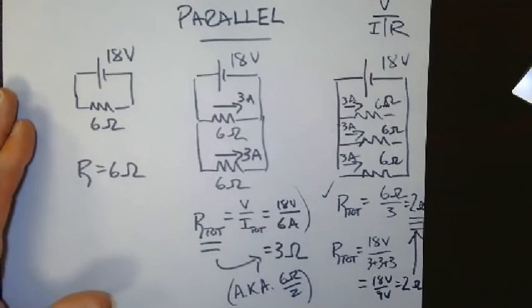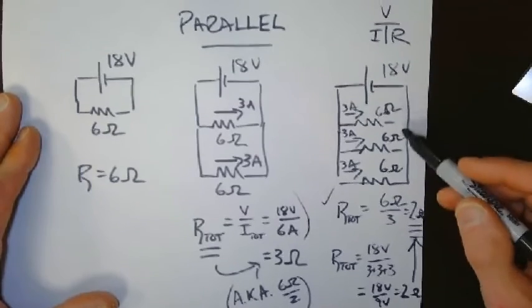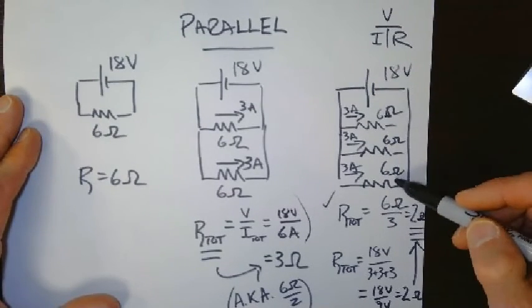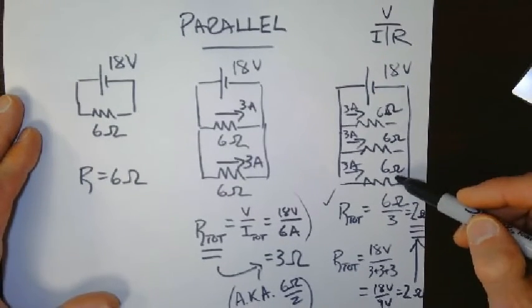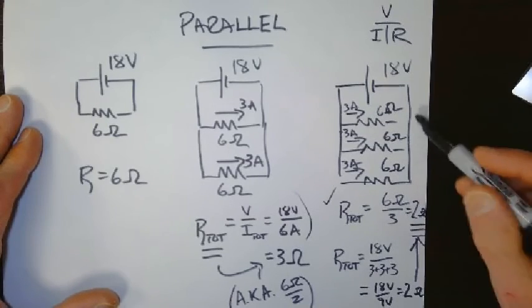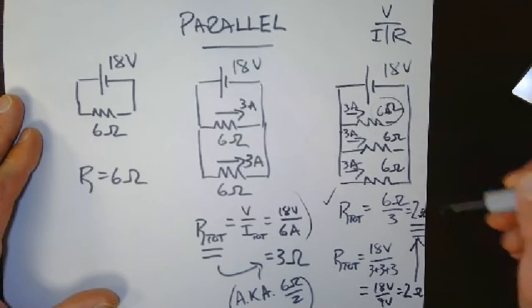So from now on, you know that if you have a parallel circuit and all the resistors are identical, they're all the same value, then the R total is super easy to find. You just take one of those resistors and you divide by the number of resistors.